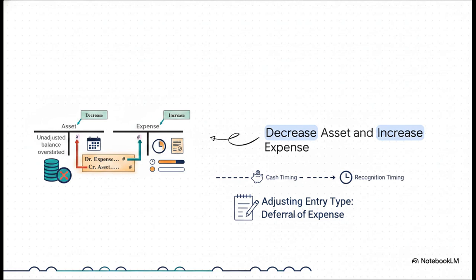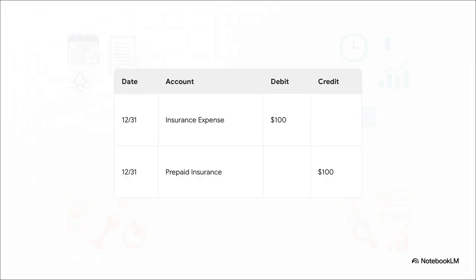Translating that logic into our debits and credits, here's what we do. We decrease the unadjusted asset account simply because we have less prepaid value left, and we increase the expense account. Why? Because we need it to match the reality of what we've actually consumed during this period. Let's look at a real-world example to make this super clear.